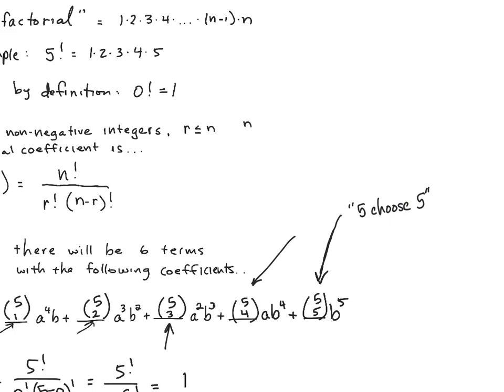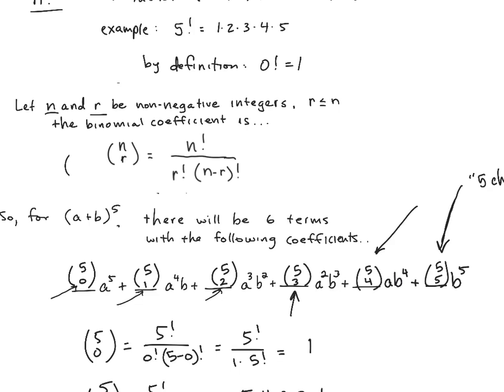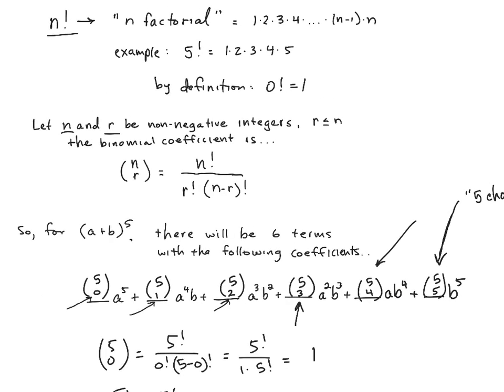This one here would be 5 choose 3, is how that's read out loud. So what we need to do then is perform the mathematical operations for all of those coefficients. So starting with the top one here, 5 choose 0, we use this formula here, where the top value is n, and the bottom value there is r.